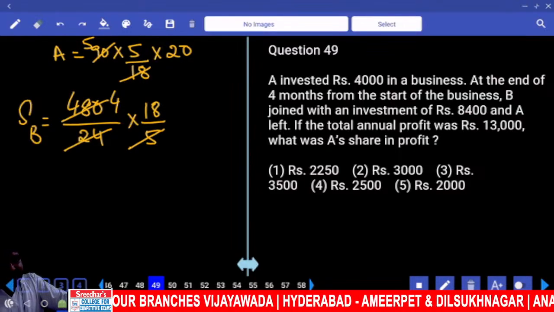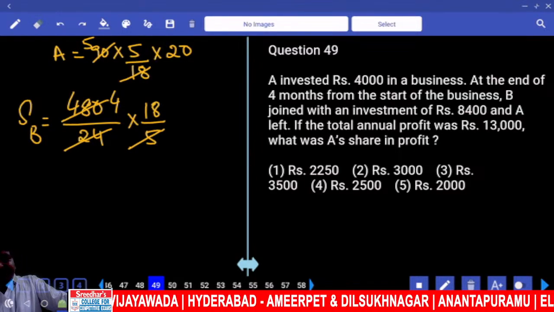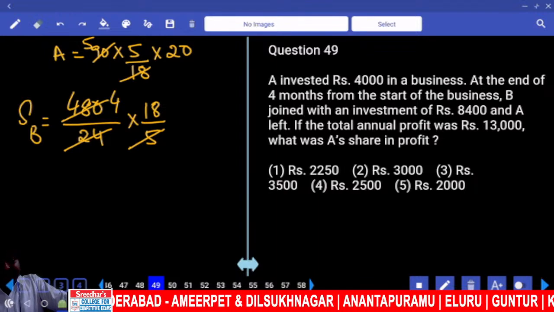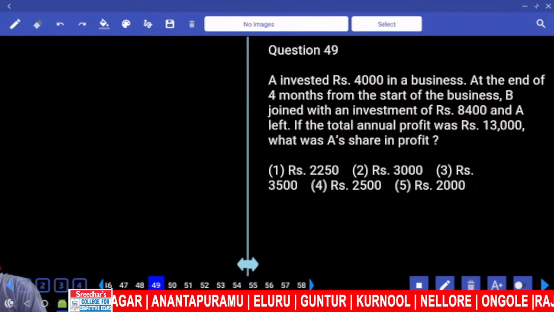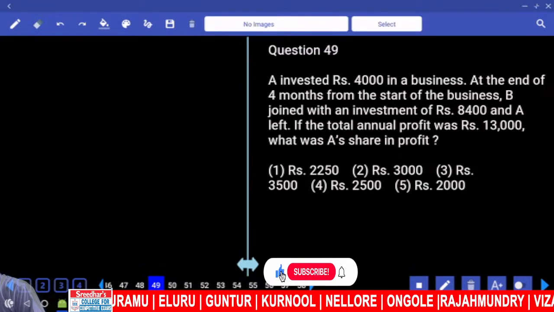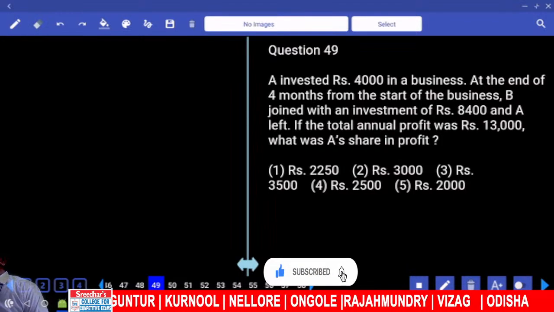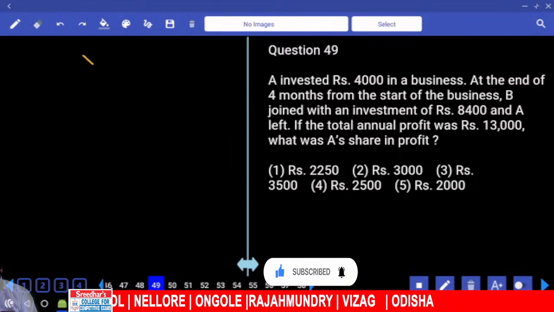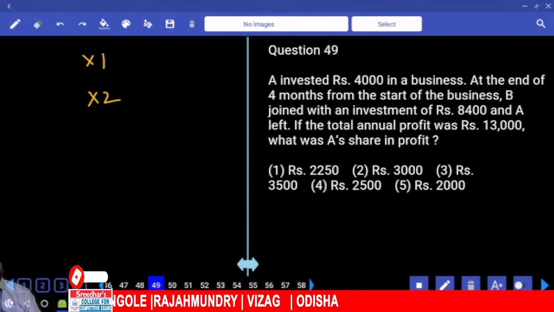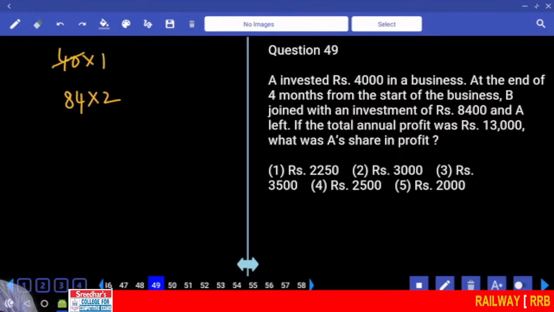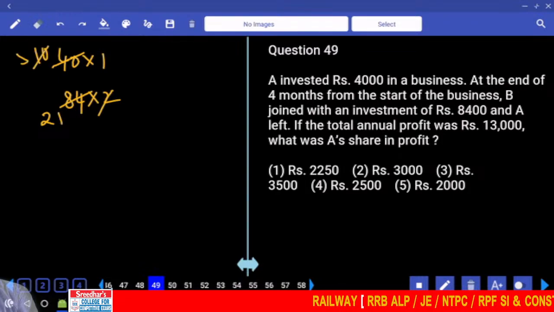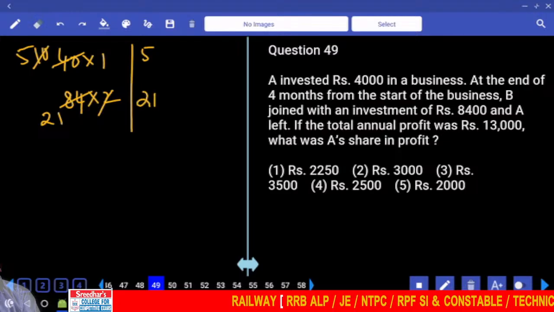A invested 4,000 in a business. At the end of 4 months from the start of the business, B joined with an investment of 8,400 and A left. So A left after how many months? B joined after. He will be there in the business for. So time ratio between A and B 4 and 8, 1:2. So time ratio is clear. 1:2. A joined with 40. B joined with 84. 4 10 times. 4 21 times. 2 5 times. So ratio total how many parts?